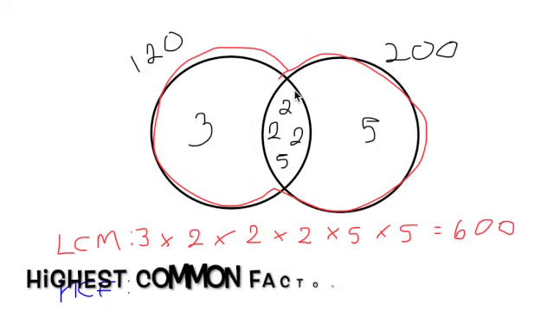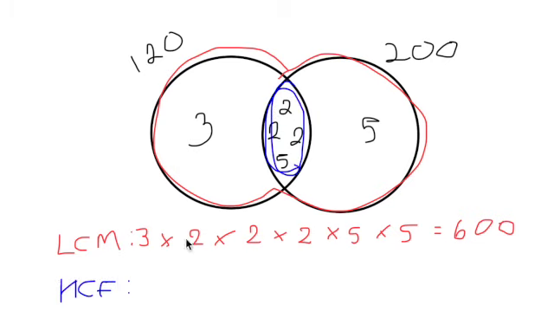And for our highest common factor, we're just going to times these bits in the middle together. So we've got 2 times 2 times 2 times 5, which is going to give us an answer of 40.